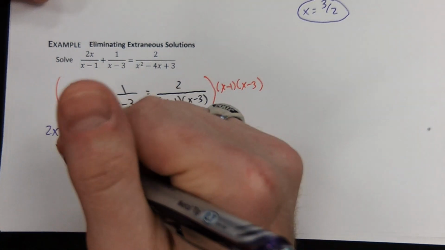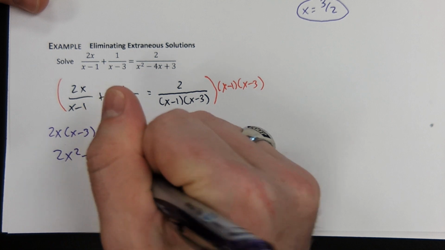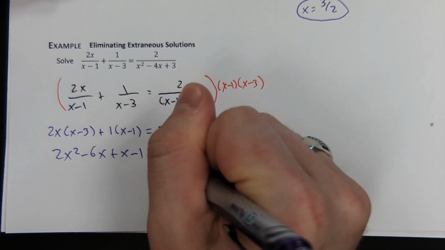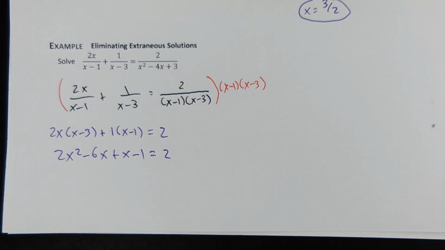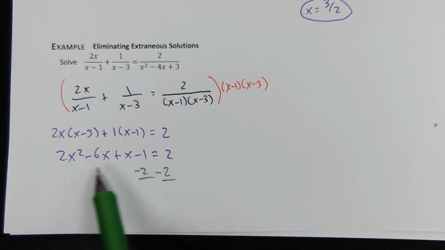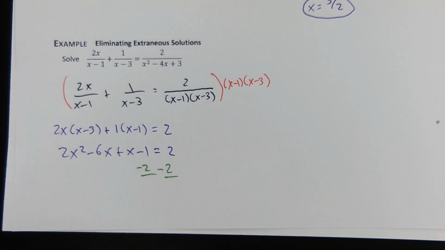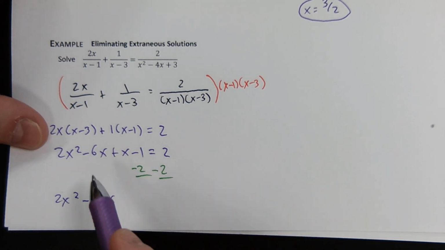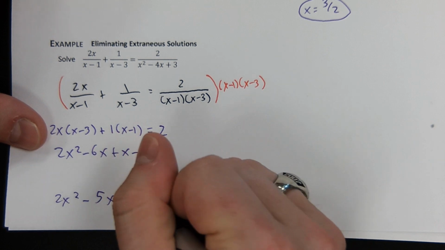So let's distribute. It gets me a 2x squared minus 6x. And if you quote unquote distribute here, it gets you a plus x, a minus 1, and all that equals 2. You want to combine like terms and get it all to one side. I like my x squareds to stay positive. So because of that, I'm going to subtract a 2 from both sides. So I'll have a 0 over here, and my like terms are right there. That gives me 2x squared minus 5x, because negative 6 plus 1 is negative 5, minus 3 equals 0.